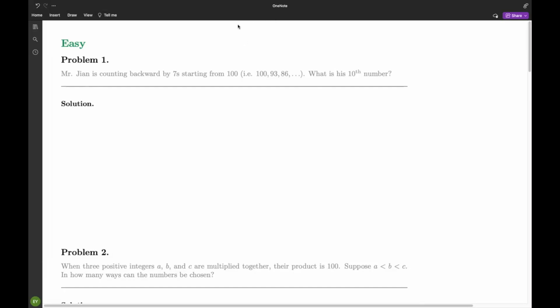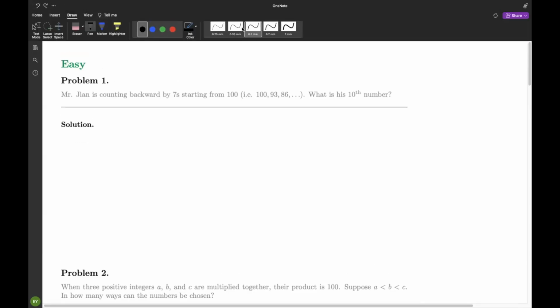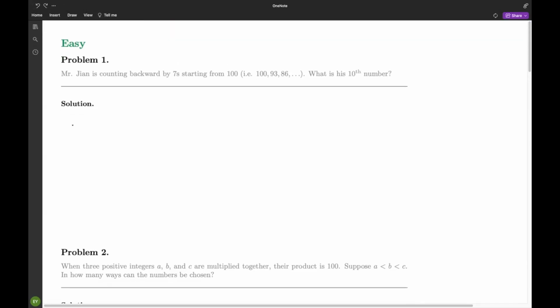So I saw another student solving this problem by somewhat brute forcing. I saw one solution that went like 100 to 93 to 86 to 79 and so on. However, I think this is a great solution for this problem.